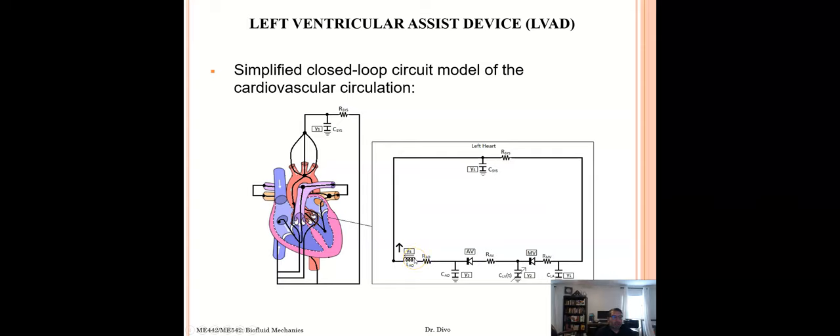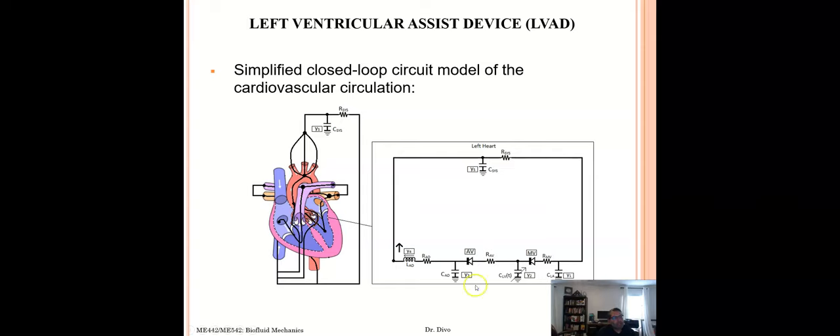That is the heart ejection. In the case of no LVAD, that will be the total heart ejection. And then it goes through the compliance and the resistance of the systemic circulation, leading to the fifth state variable, which is the pressure at the systemic circulation.